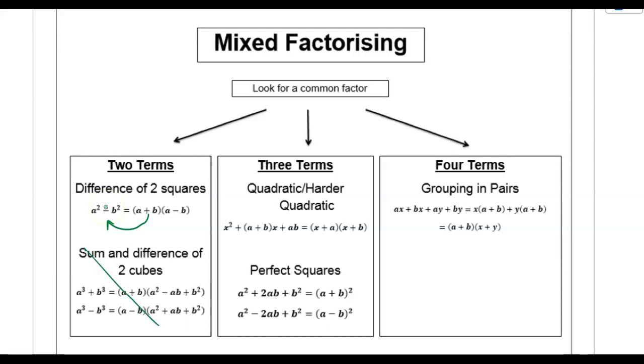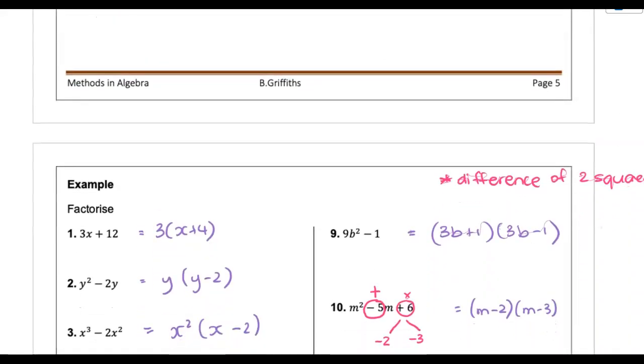We actually don't need to have a look at this one at the moment. That's now been removed from the advanced course, so we don't need to look at the sum and difference of cubes. We can have a look at some quadratic or harder factorising, and we'll have a look at those below. We'll have a look at some perfect squares and grouping into pairs. So let's see what we can do down below here.